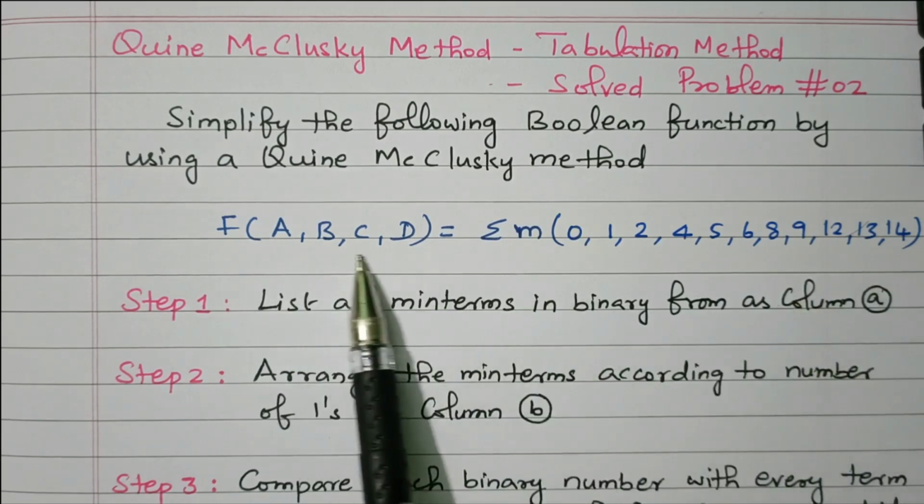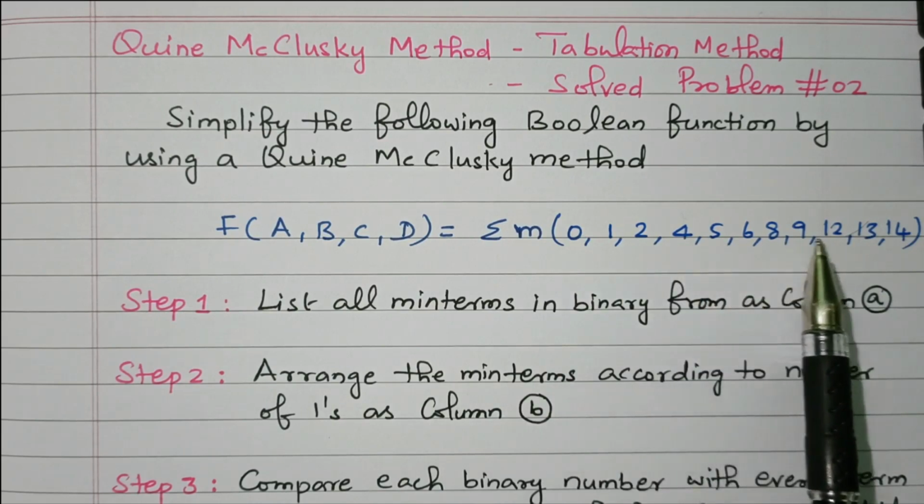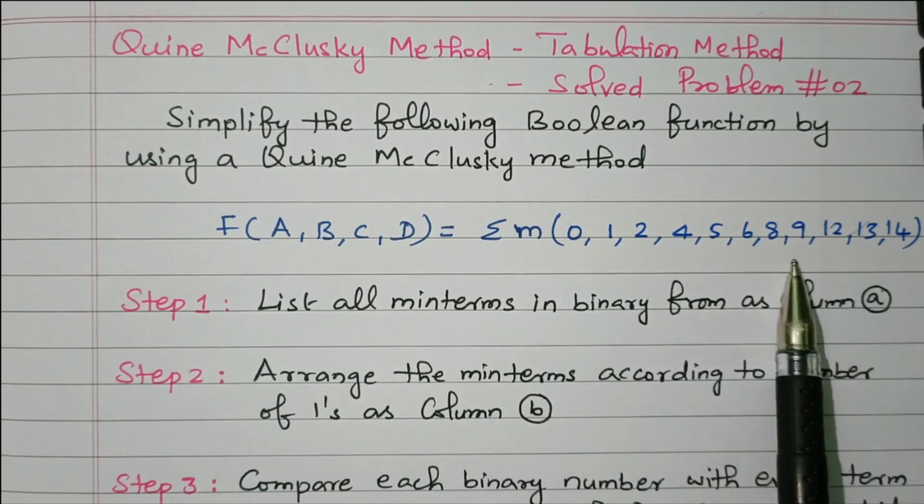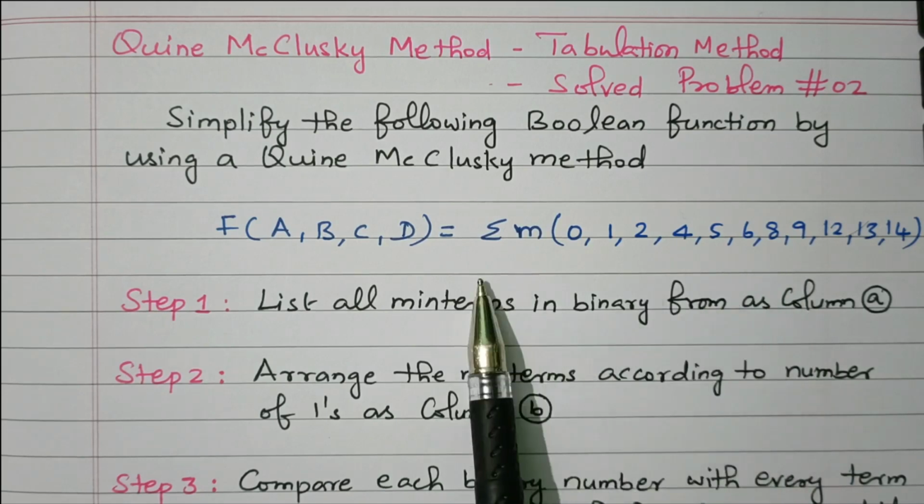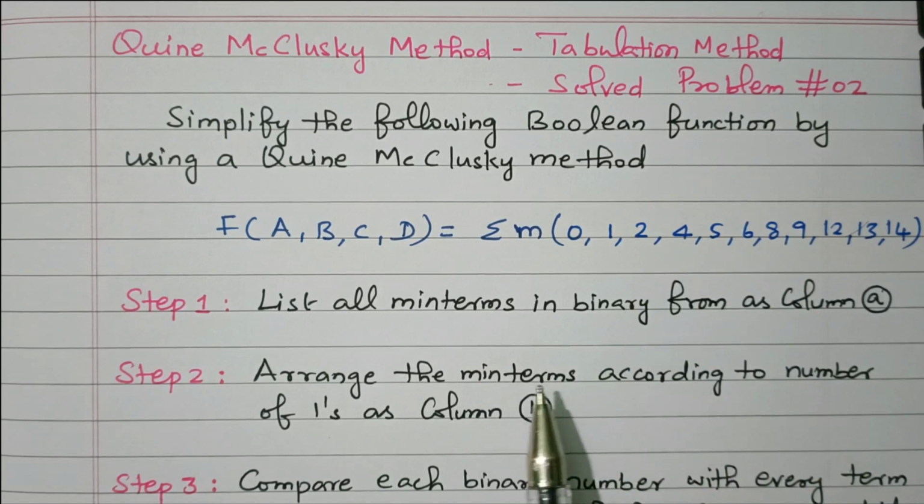Right? There are 4 variables available. 11 min terms are available. We need to simplify this Boolean function using this tabulation method.